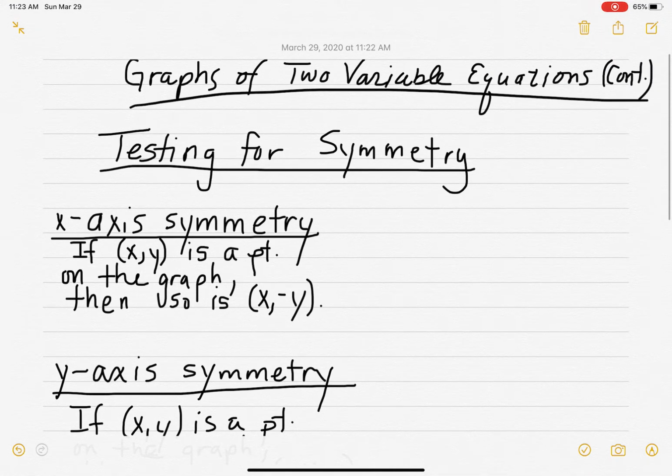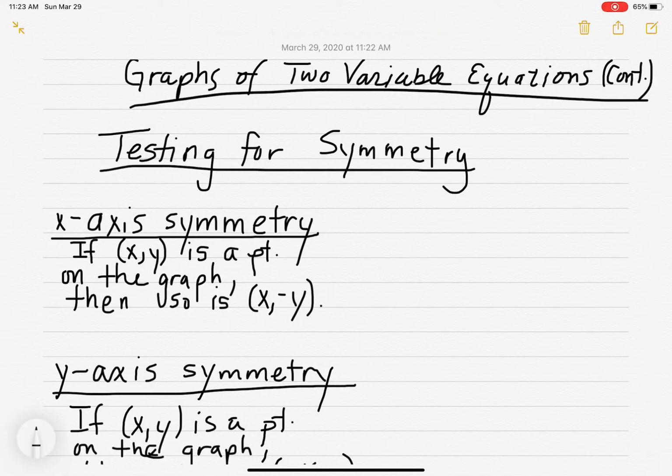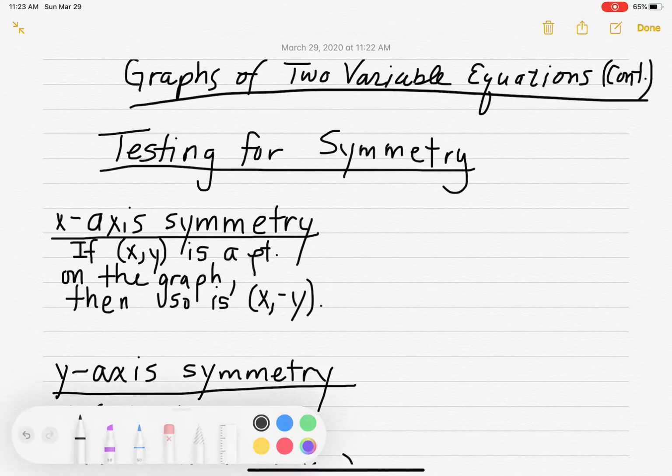Now, we were able to identify whether or not graphs had these types of symmetry just by looking at their actual pictures, their graphical pictures of the graphs. Now, what if you don't have a graph is the big question. What if you just have the equation? Well, we want to learn how to test when you just have the equation without any picture to look at.